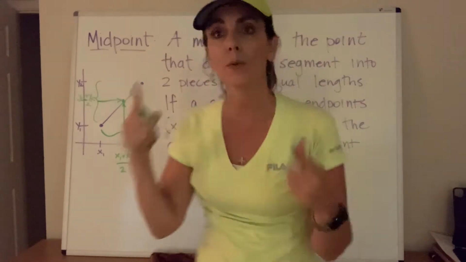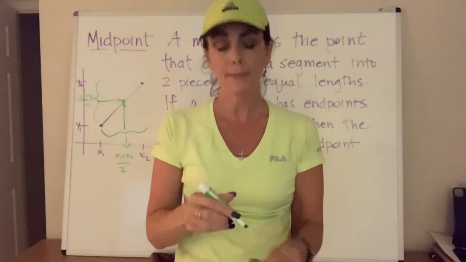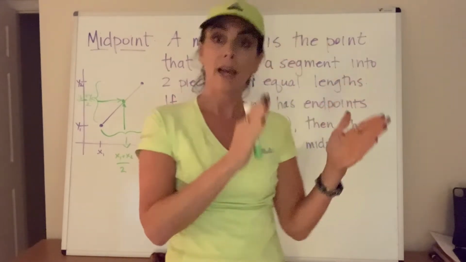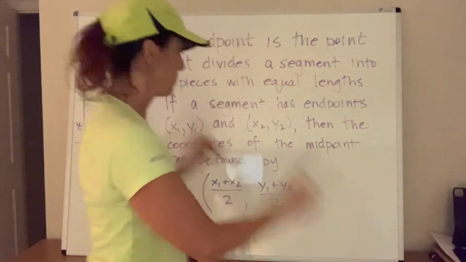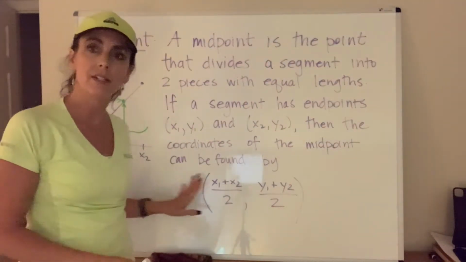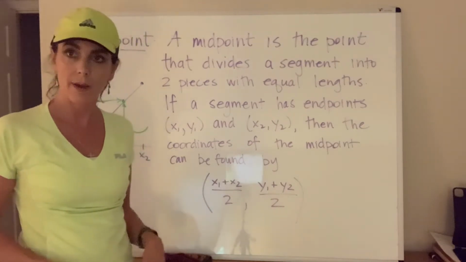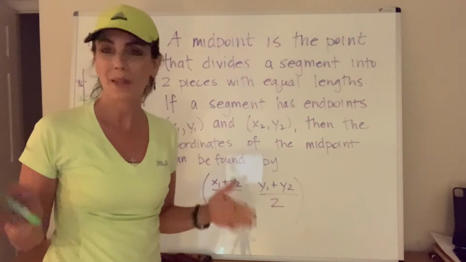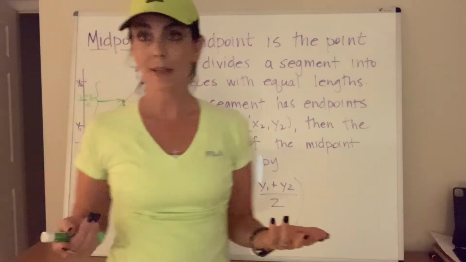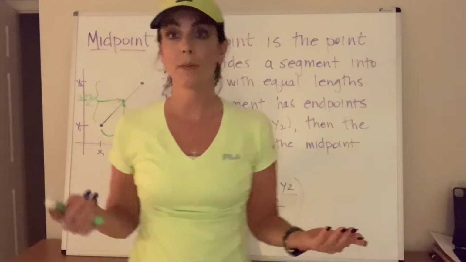So that means we can find the coordinates of a midpoint by just taking the average of the x's and the average of the y's. And that's what we get here. This is considered the midpoint formula. All you have to do is remember that you're averaging the x's and averaging the y's. So let's look at some examples of problems where we use the midpoint formula.